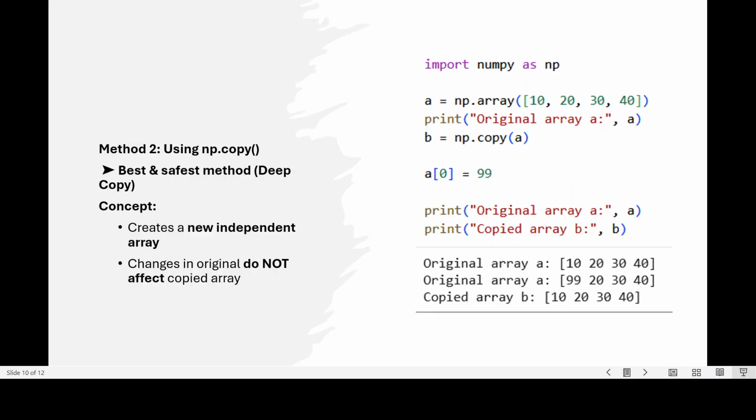After this, I am changing the zeroth position value. Initially it was 10, now I am changing it to 99. After this, I am printing the original array and the copied array. See the output here. In the original array the value has changed, but in the copied array the value doesn't change. The main thing here is that np.copy() creates a deep copy. The original array and copied array are completely independent. Any changes made to one array will not affect the other.